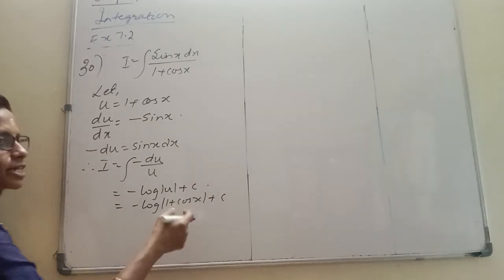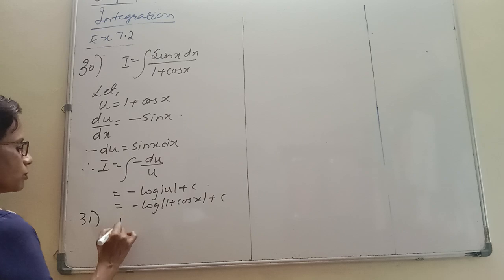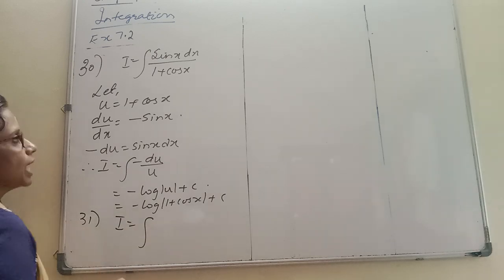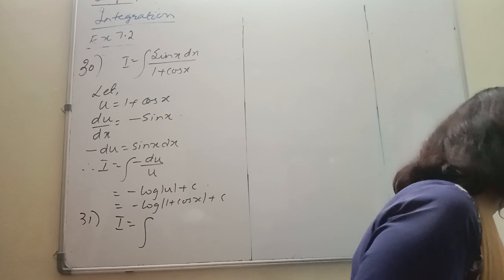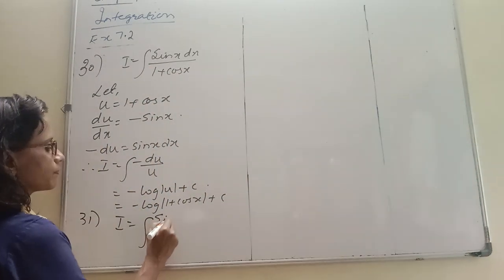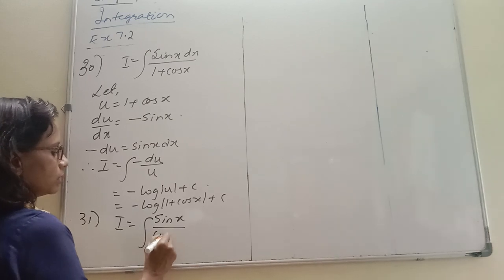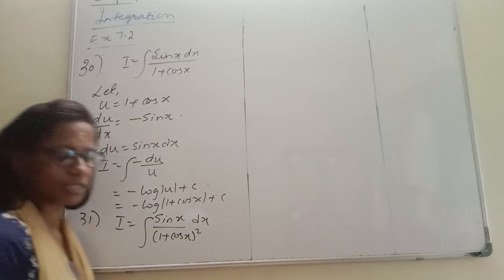You can call this as the exponent and then write it in the denominator. That is also another equivalent form of writing the answer. We have the next problem very much like this problem. It says that it is sin x over 1 plus cos x the whole square. Very, very similar. Yeah, exactly on the same lines.